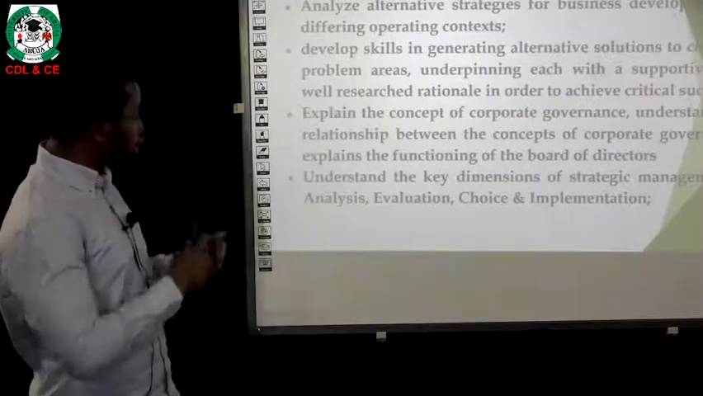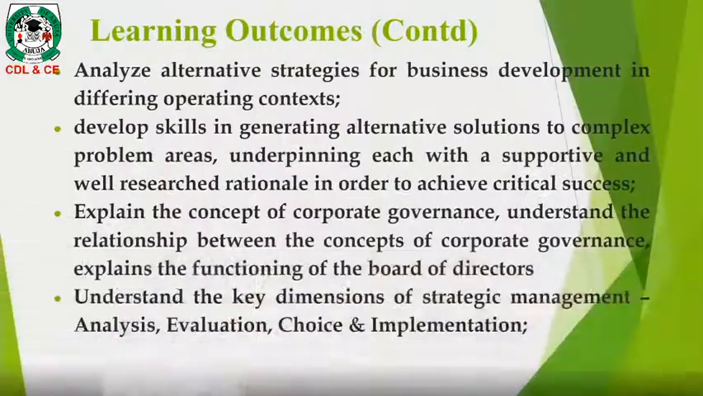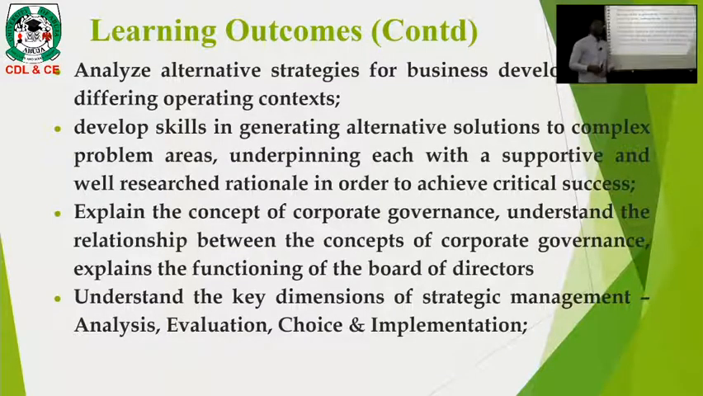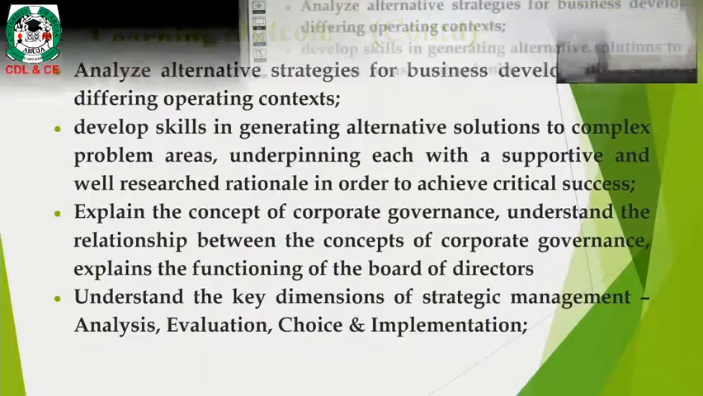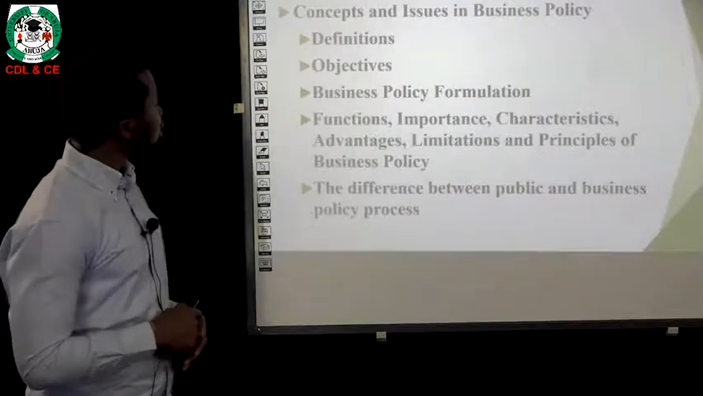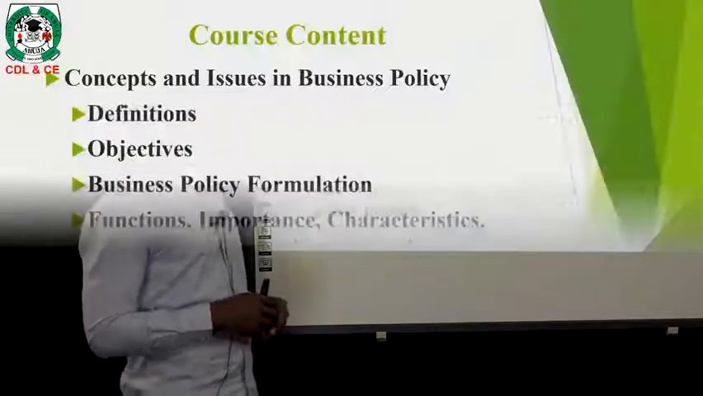and also to be able to explain the concept of corporate governance, as I said earlier, and understand the various relationships within the concept. Also to be able to explain the various functions of the board of directors and various stakeholders, like shareholders, employees and management, within corporate governance, and also to understand the key dimensions of strategic management: strategy analysis, strategy evaluation, choice and implementation. These are the outcomes that students are expected to achieve in the course of this work. So for this work, we are going to be looking at the first module.